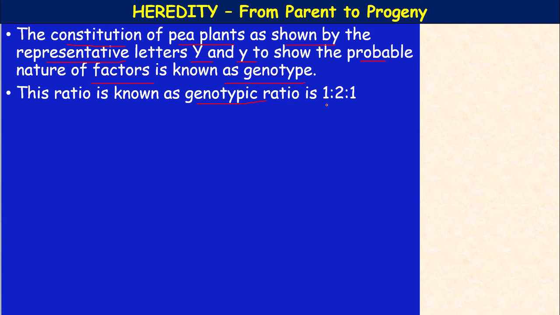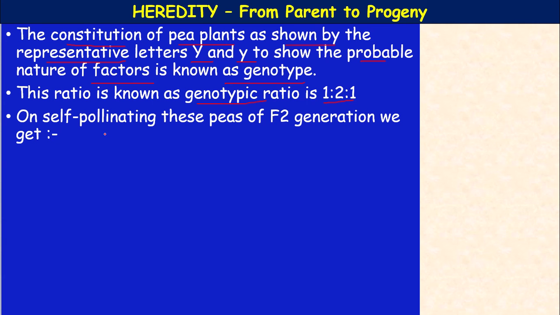What is the genotypic ratio? The phenotypic ratio we have seen in the monohybrid cross is 3:1, the law of dominance. But the genotypic ratio, when you observe deeply, is 1:2:1.